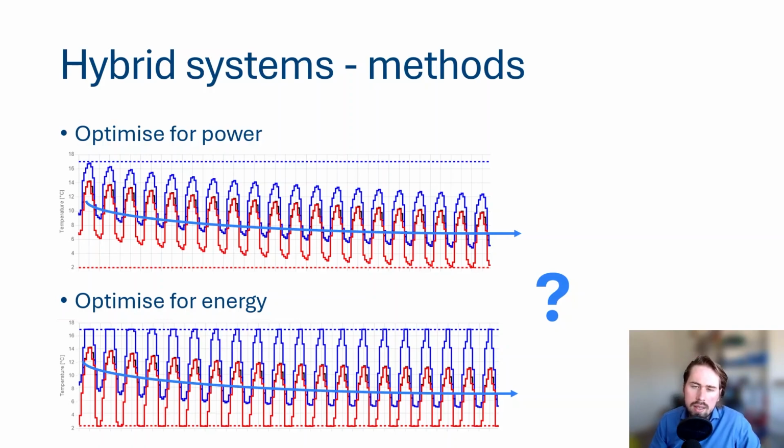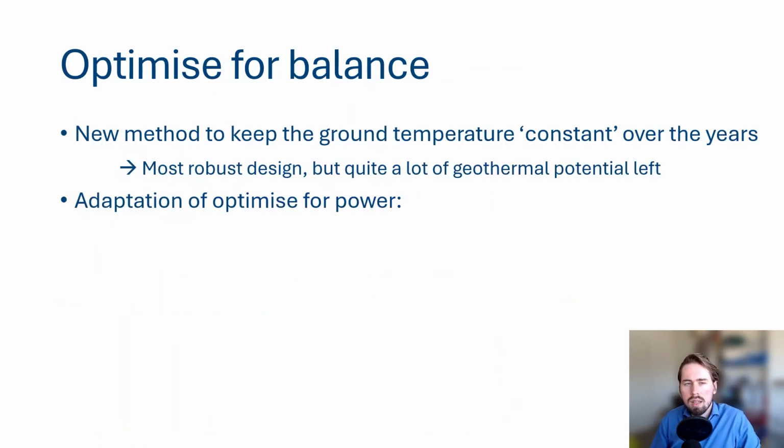And that's why we created this week for you a new optimization method, namely Optimise for balance. Now the idea there is that we want to keep the ground temperature constant over the years. So in comparison to the Optimise for power and the Optimise for energy, we now want our ground temperature to stay the same until infinity, let's say.